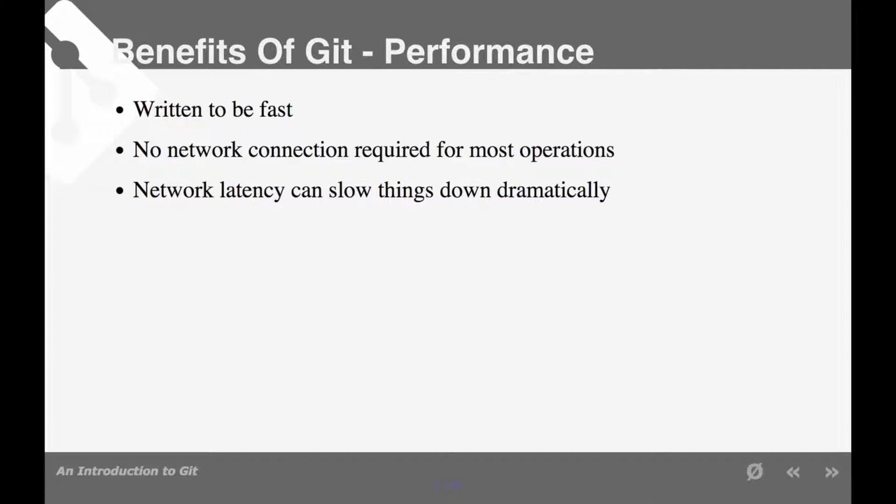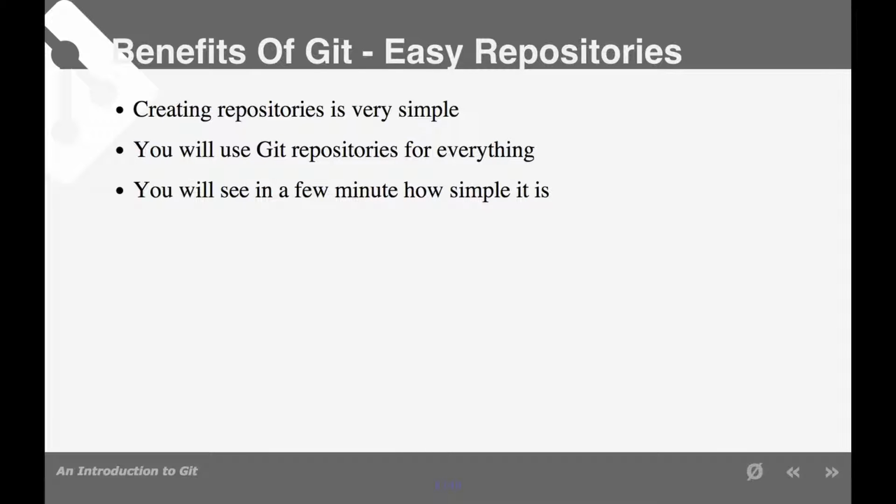Git is extremely fast, and not just because it was written with performance in mind. There is no network communication required for most operations. Even on a fast network, latency can still slow things down dramatically. Lastly, in Git, creating repositories is extremely fast and simple. You will find yourself using Git for even the simplest of projects. I have personally used Git for things like short research papers, and I am even using Git to track changes to the script for this video.